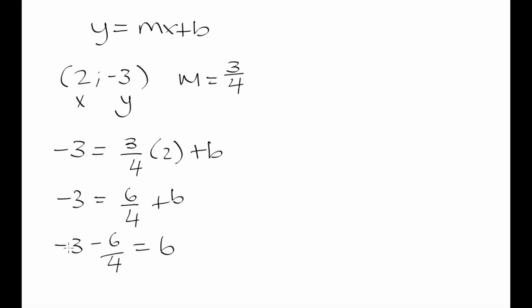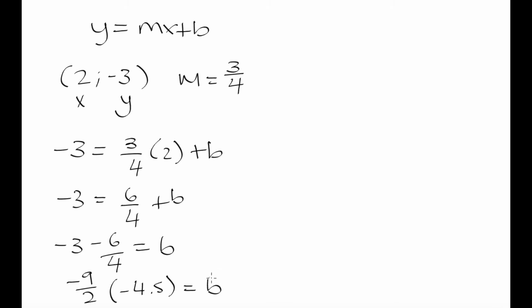And that is going to give us our b value. And if you subtract 6 over 4 from negative 3, you are going to get negative 9 over 2, which is negative 4.5 in decimal form. And that is our value of b. So now we know our b value. Our b value is negative 9 over 2.